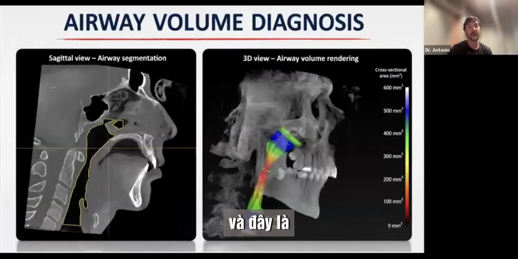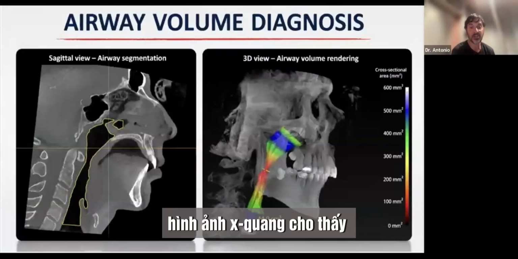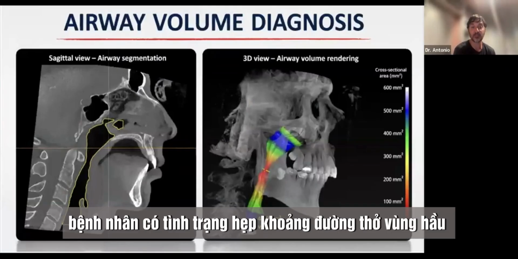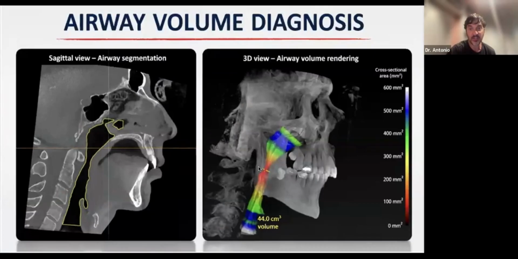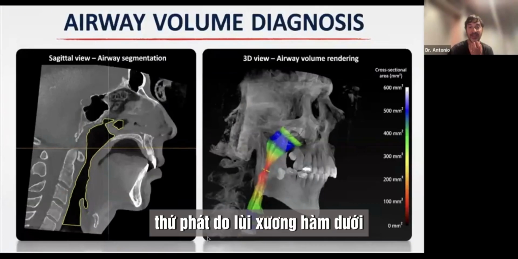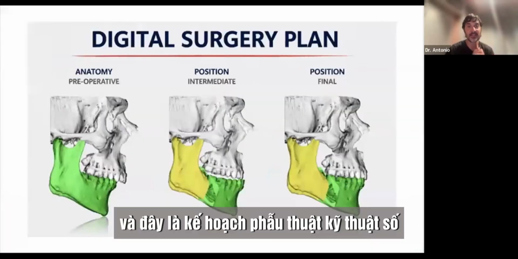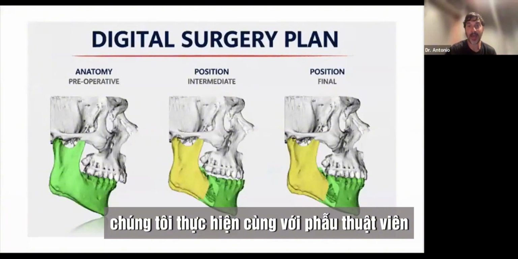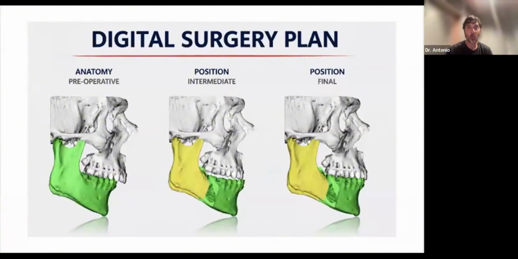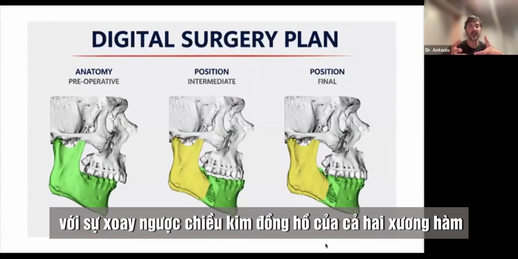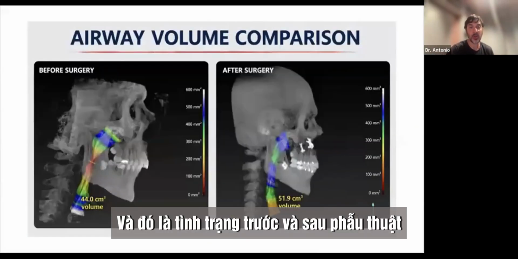And this is the radiographic examination. The patient presented with pharyngeal airway narrowing secondary to mandibular retrognathia. This is the reconstruction of the soft tissue. And this is the digital surgery plan that we made, with the counterclockwise rotation of both the jaws. And that's the situation before and after the surgery.